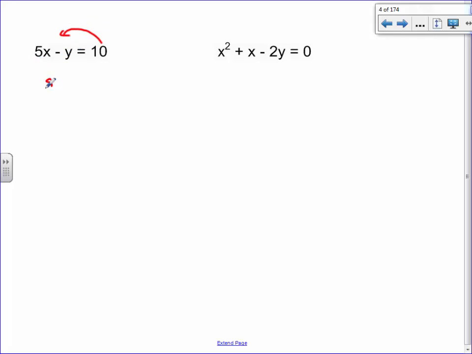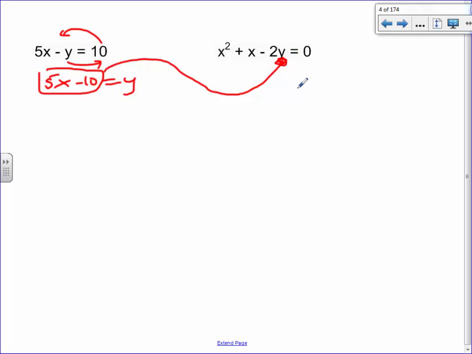If I bring the 10 over here and make it 5x minus 10, and I bring the y over here and make it positive y, I've now isolated for y as an independent variable by itself. And then I can take the remaining little bit right here and substitute it in for that y over there. You remember this? Okay, let me know if I lose you. So now I'm going to write x squared plus x minus 2, but rather than writing in y, I'm going to write in 5x minus 10.